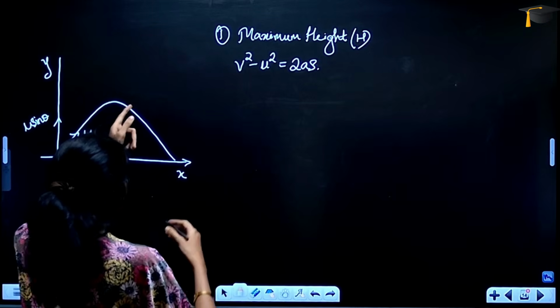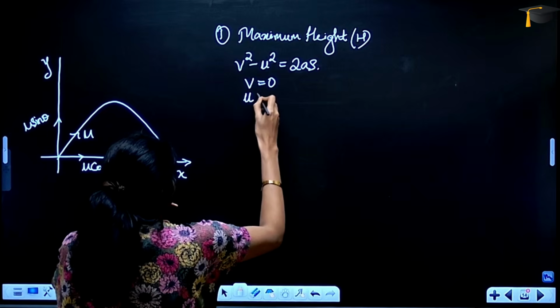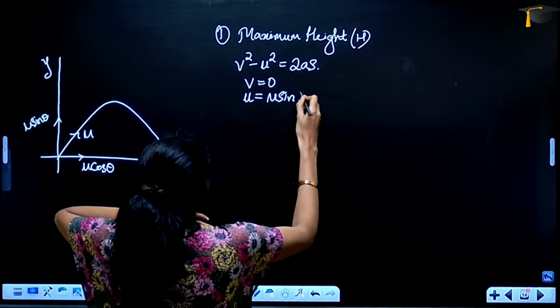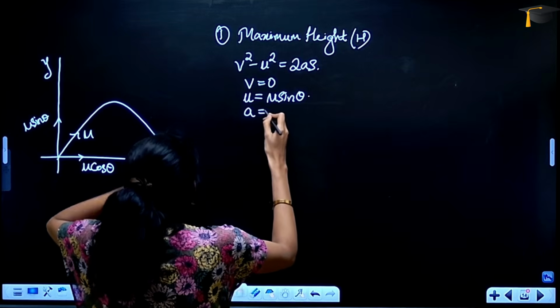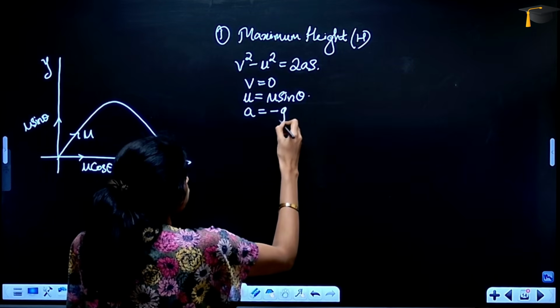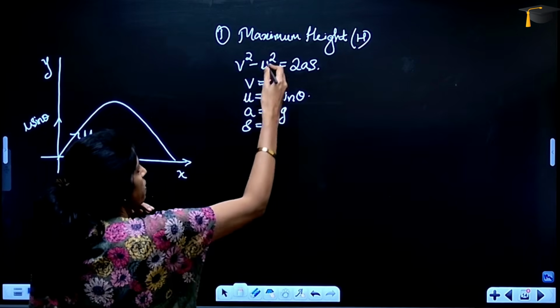So now, for a height, v, the final velocity, will be 0, whereas initial velocity u will be taken as what? u sine theta. Okay, and a, it's going against gravity, right? You are throwing an object. That's the reason a will be taken as minus g, and s is taken as h. Now substitute everything in the equation of motion.